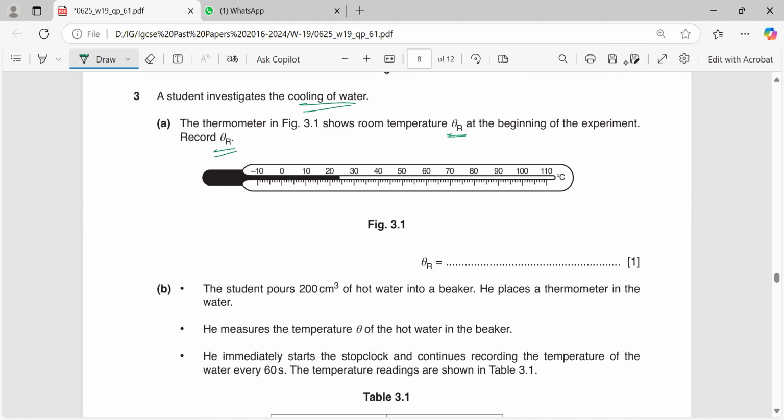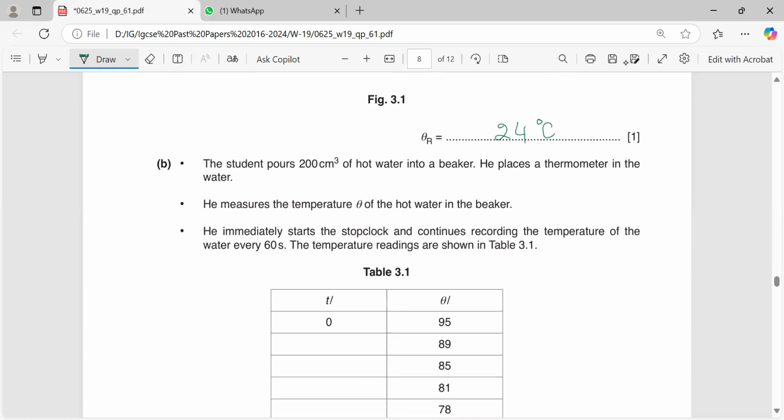So see 20, 21, 22, 23, 24. So writing only 24 will give you 0 marks. Unit, you can check here on the scale, that is degree Celsius. So first mark you have scored.